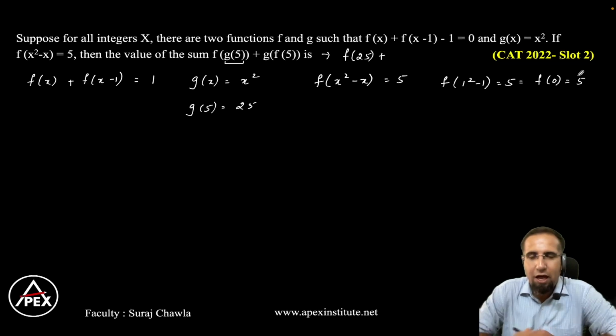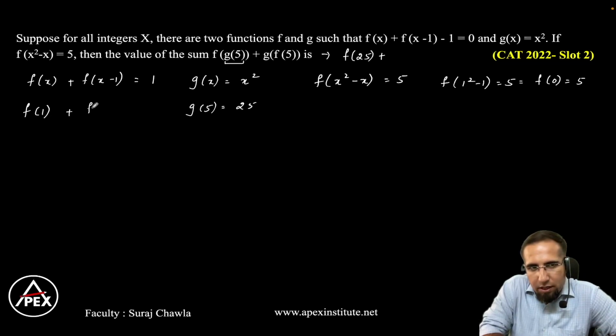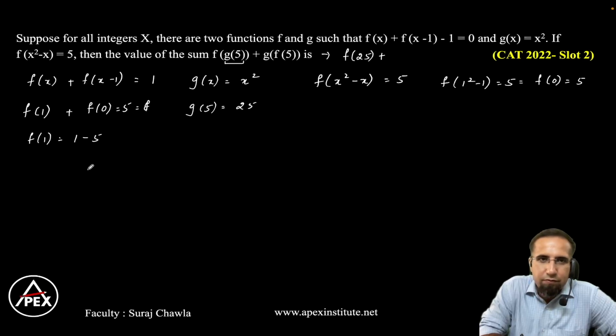Clear? Right? Now let's come up with this here. Now if I take x is equal to 1, I get f of 1 plus f of 0 is equal to 5, or from here we get f of 1. Now let me write it here. F of 1 is equal to 1 minus 5, which is equal to minus 4.